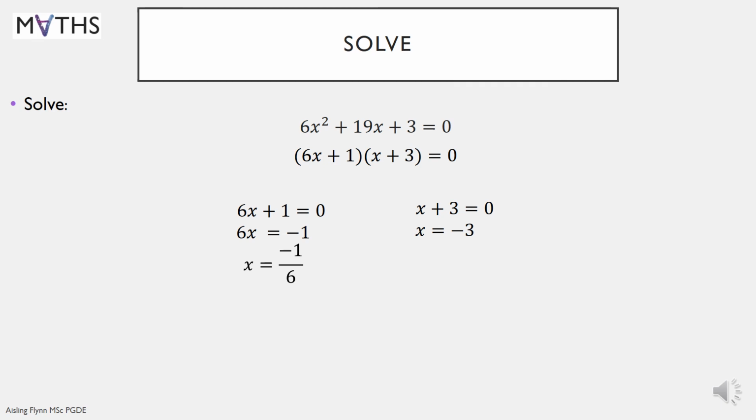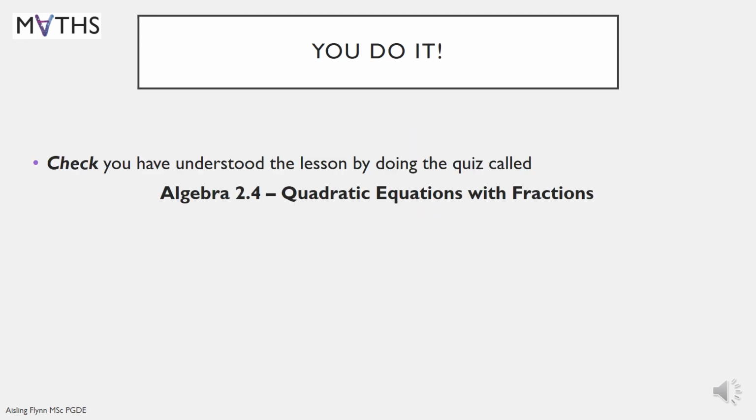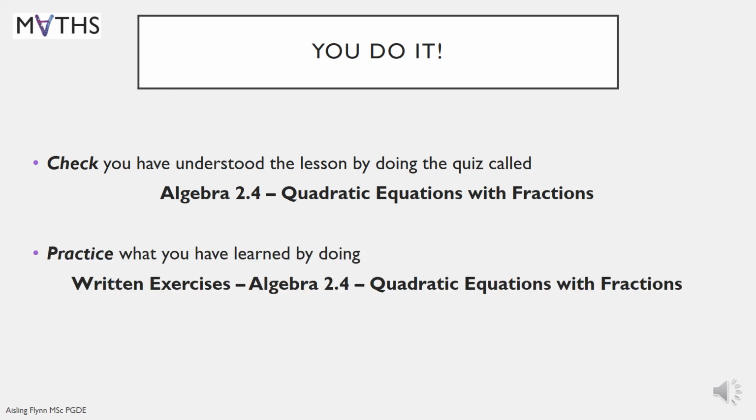So these ones are long, they take up lots of paper. There's many opportunities to make mistakes. So go slowly and steadily, step by step, and show your workings. Now you try some of those. Algebra 2.4, quadratic equations with fractions. Try the quiz and the written exercises.